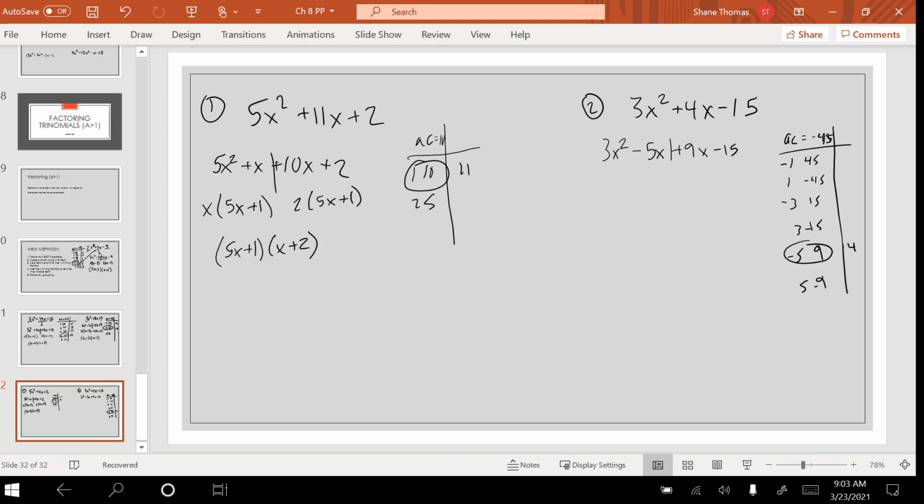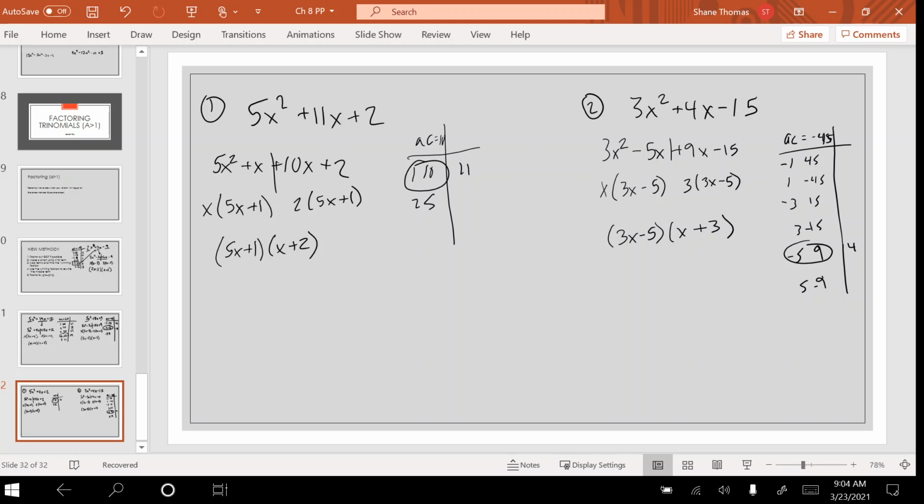Okay. Split it. What do I factor out in the first two? 1. Okay. Leaving me with 3x and negative 5. Second set, 3. Okay. Leaving me with 3x and negative 5. So I have a pair of parentheses that are exactly the same. 3x minus 5. And then my leftovers of x plus 3.